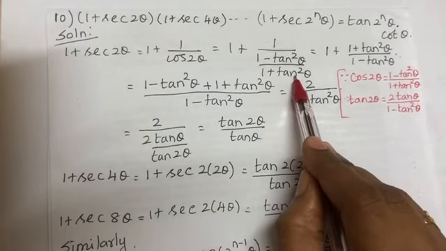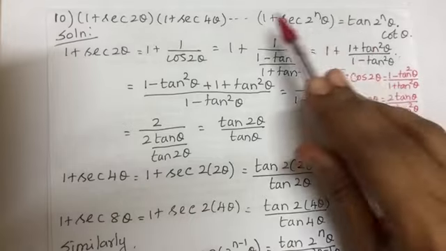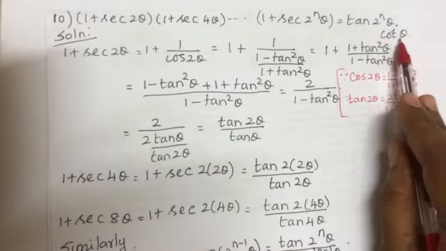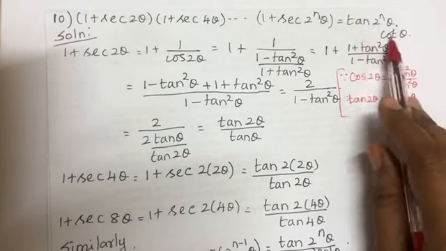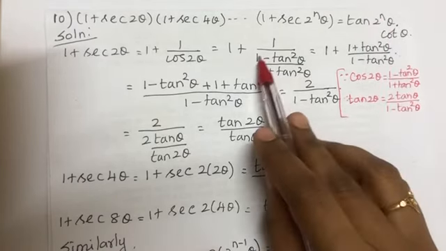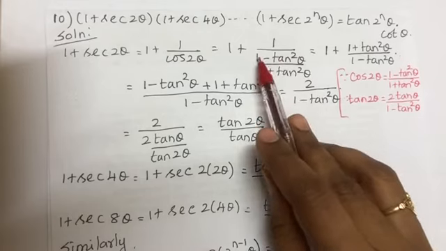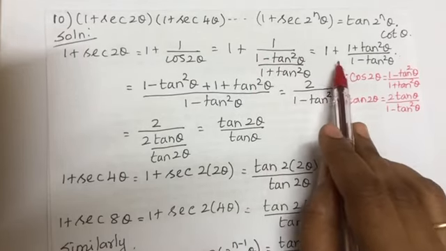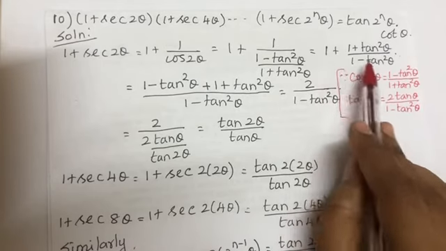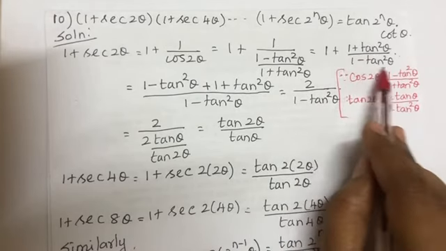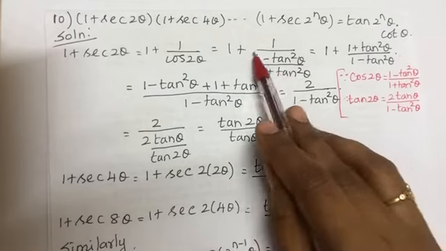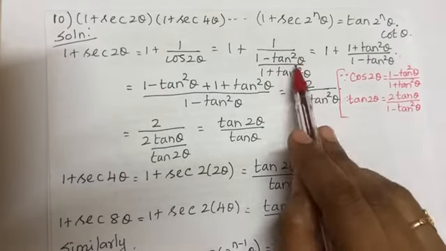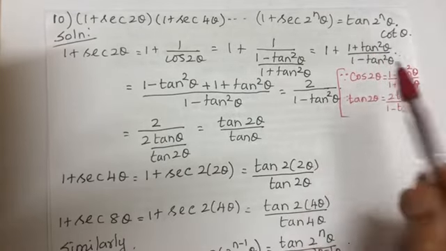Why did I choose this identity? Because we need to prove this expression is equal to tan 2 power n theta into cot theta. Tan is there, and cot is its inverse. So, I choose this identity. 1 divided by (1 minus tan square theta) by (1 plus tan square theta). Now, its reciprocal, that is (1 plus tan square theta) by (1 minus tan square theta). There is a fraction in the denominator, so I can multiply it with its reciprocal.